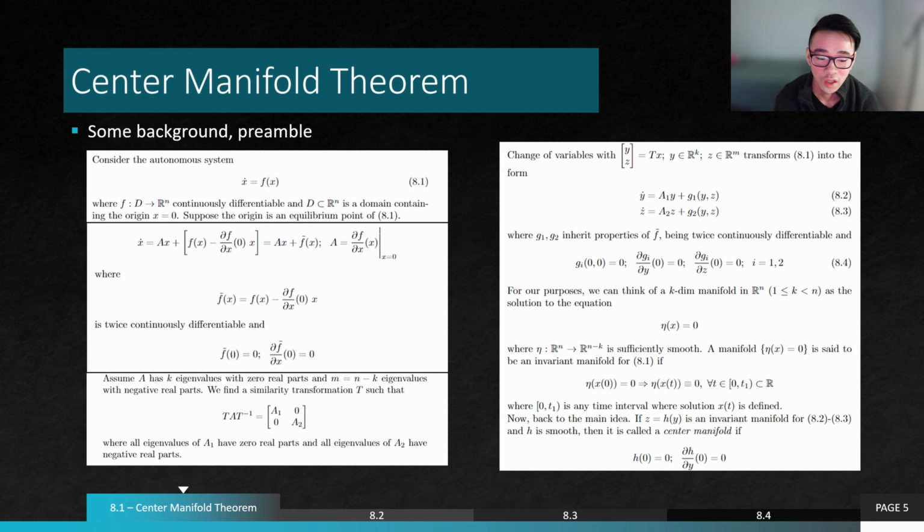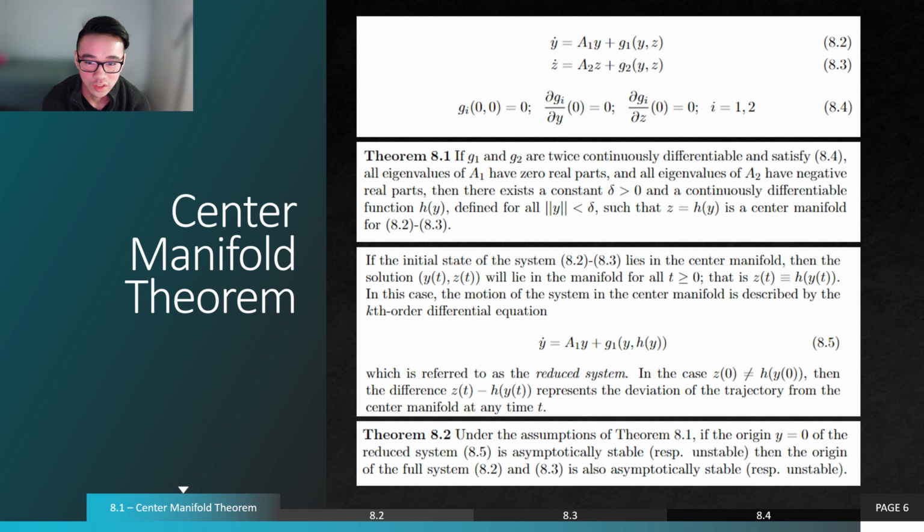Now back to the main idea. If this z equals h(y) is an invariant manifold for the system 8.2, 8.3, and h is sufficiently smooth, then it is called a center manifold if h(0) equals 0 and partial h by partial y of 0 equals 0. So now we arrive at the theorems. I put the equations at the top, so they're still available.